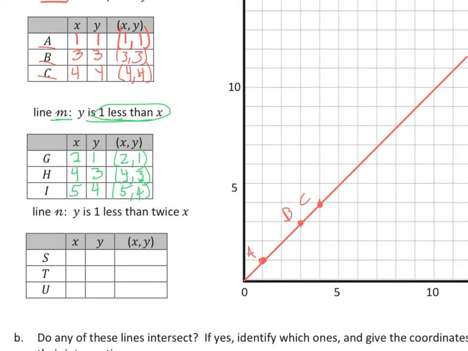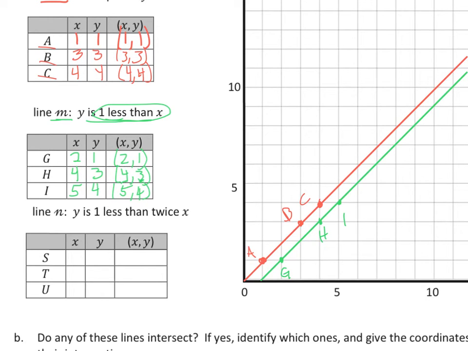Now I want to plot these. So G is 2, 1. H is 4, 3. And I is 5, 4. And I better label these. And now I want to graph a line. So I'm going to put a line onto this. And there's my line right there.